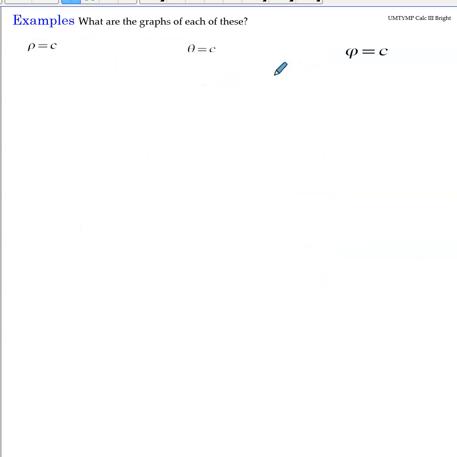Now I want you to pause the video again and tell me what you think the graphs of each of these would look like. Well, the first one is saying that the distance we are from the zero vector, the origin, is constant. That's constant in any direction. So what do you think you get? I'm not going to bother to draw it out, but I think you should end up getting a sphere of radius c.